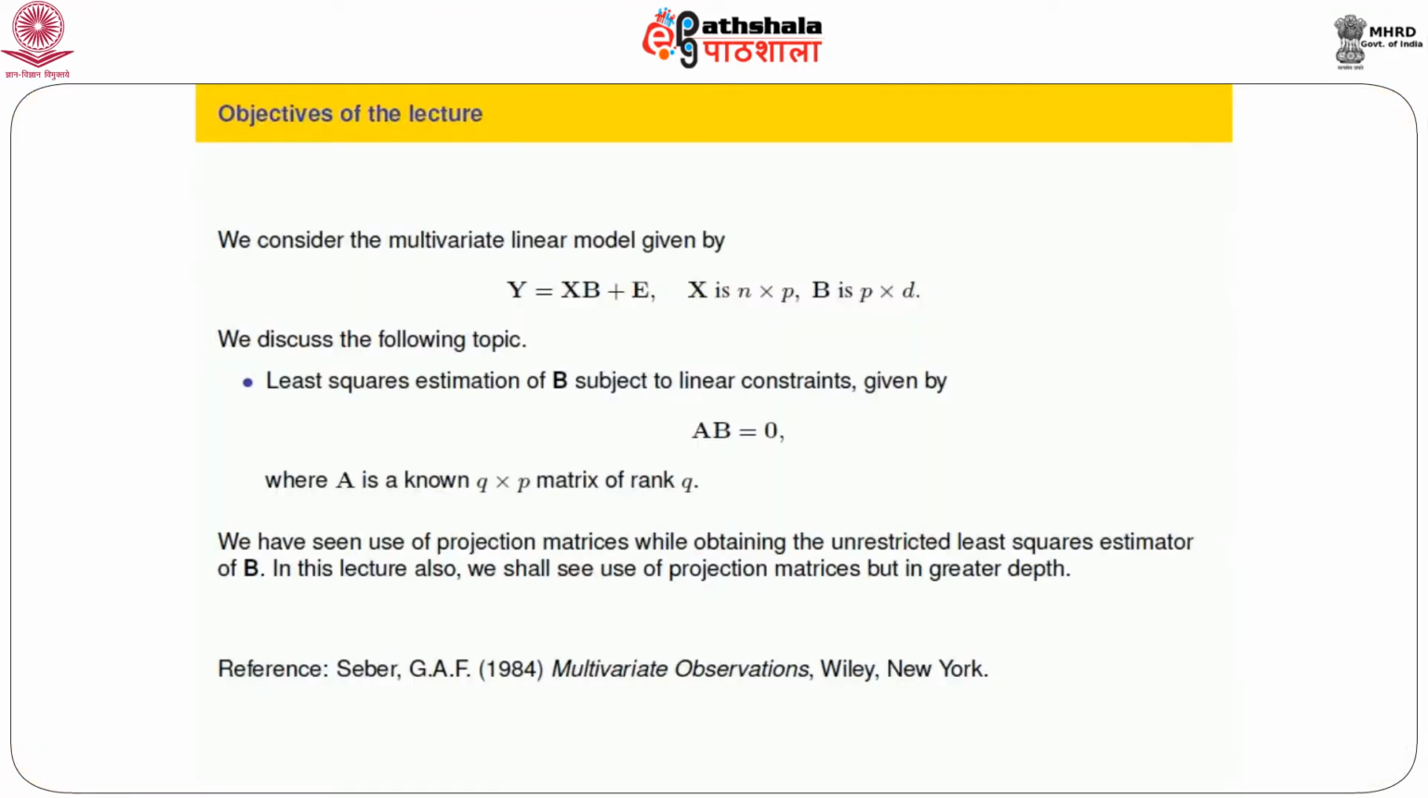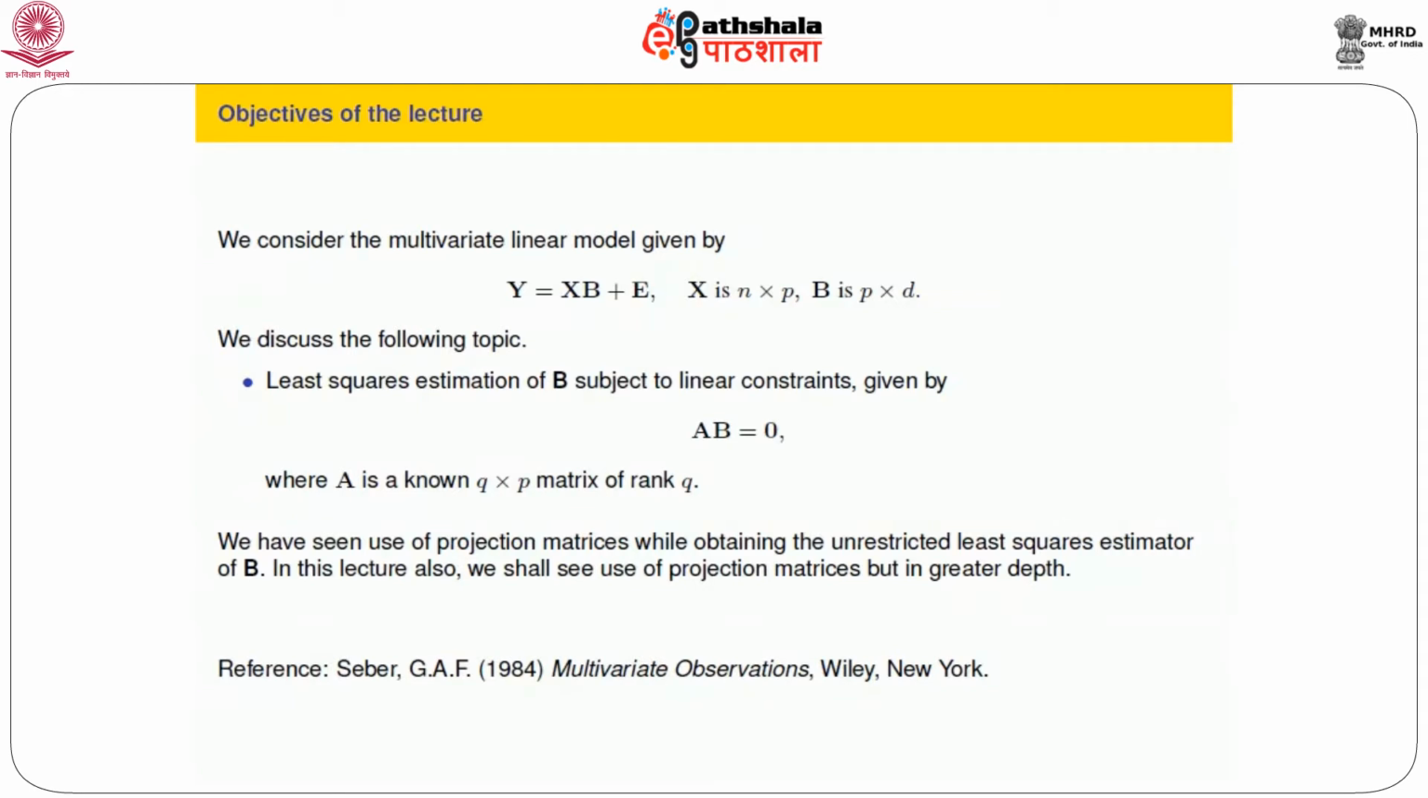Let's specify our objective first. We have already seen what a multivariate linear model is. Let's state that again. The multivariate linear model that we are going to consider is given by Y is equal to XB plus E. So what is Y? Y is our data matrix, X is the design matrix, B is the matrix of parameters, and E is the error matrix. Let's state the sizes. X is of size n cross p. We shall make an appropriate assumption about capital X a little later, and capital B is of size p cross d.